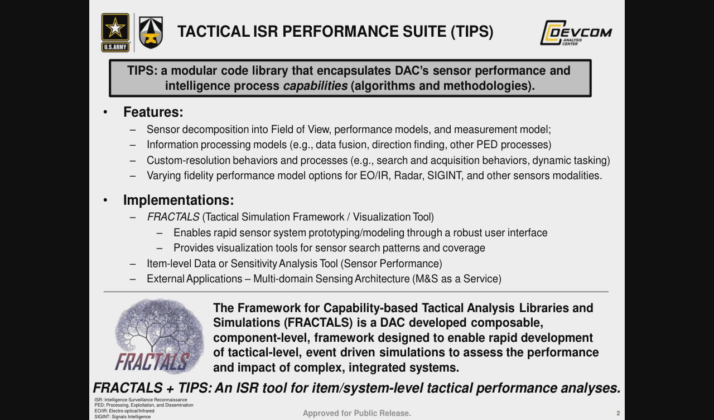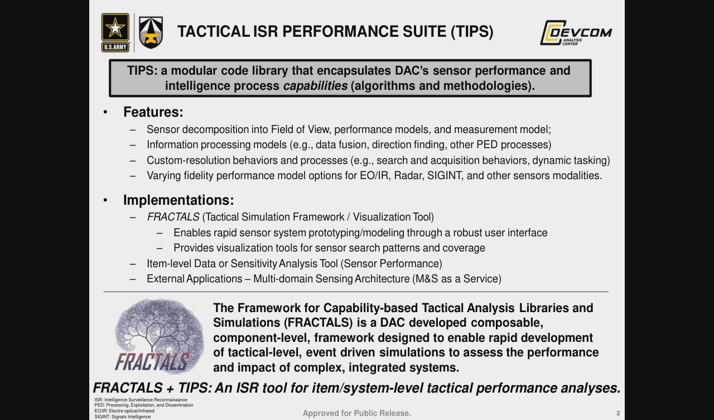The way that it works is we have decomposed what a typical sensor will be made up of. So a field of view: what are the limits of what this sensor can see. Performance models, which is really just things like calculating the probability of detection or a signal-to-noise ratio, whatever the metric is that would tell you how well the sensor is performing.